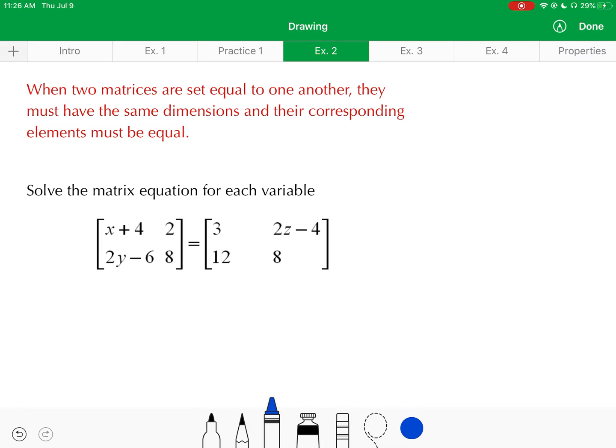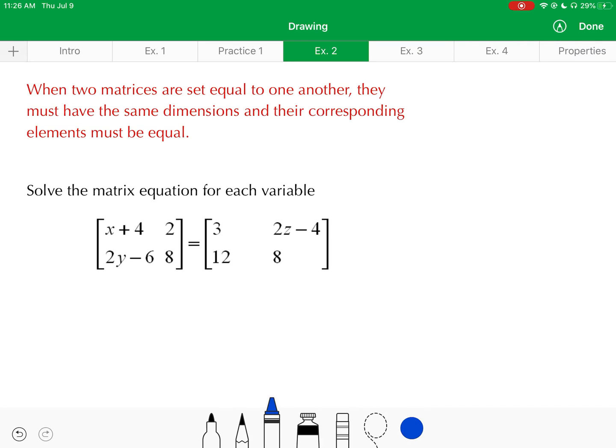All right, moving forward. It is possible to set 2 matrices equal to one another. When the 2 matrices are equal, they have to have the same dimensions though, and that means their corresponding elements have to be equal to each other. So what I mean by that is whatever number is in the first row, first column of the first matrix has to be equivalent to whatever number is in the first row, first column of the second matrix. This can lead us to matrix equations.